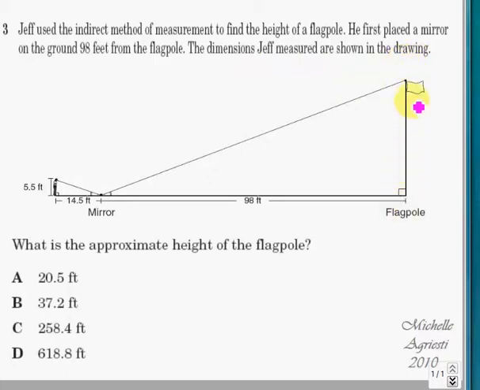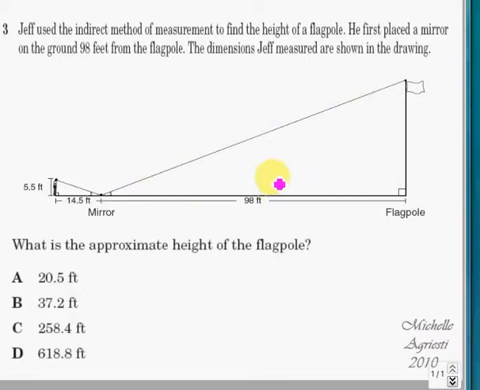So here's our flagpole, and here he's placed a mirror 98 feet from the flagpole. He stood on the other side of the mirror, and he was back about 14.5 feet, and his eyes are 5.5 feet above the ground, and he looked and he saw a reflection of the top of the flagpole.